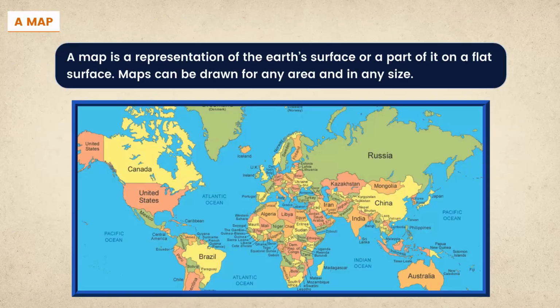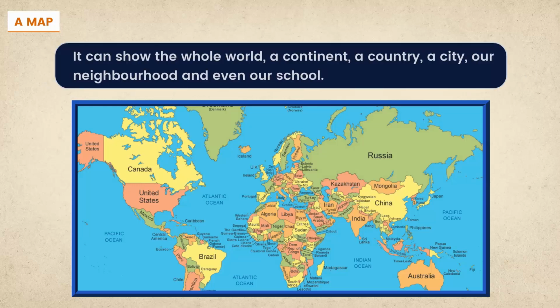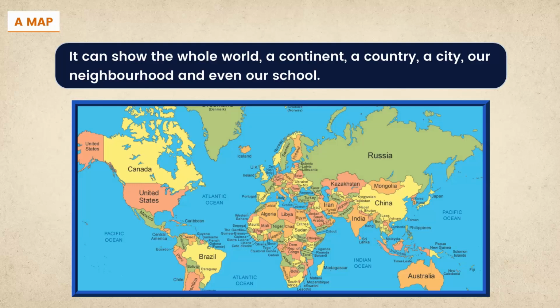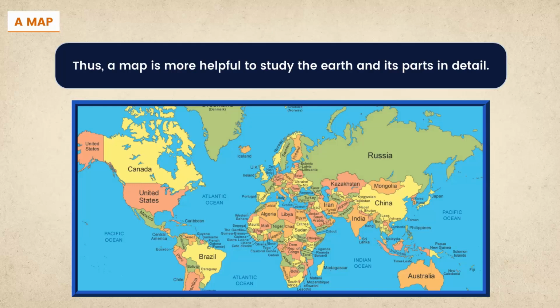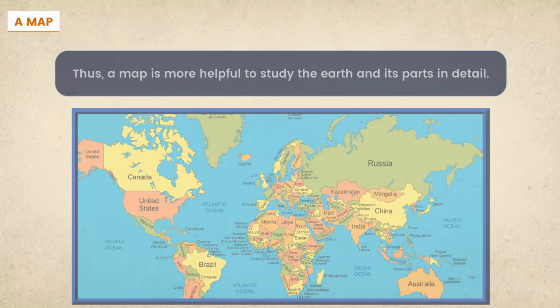A map. A map is a representation of the Earth's surface or a part of it on a flat surface. Maps can be drawn for any area and in any size. It can show the whole world, a continent, a country, a city, our neighborhood and even our school. Thus, a map is more helpful to study the Earth and its parts in detail.